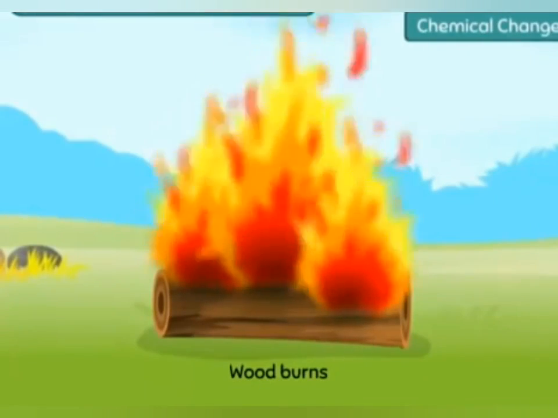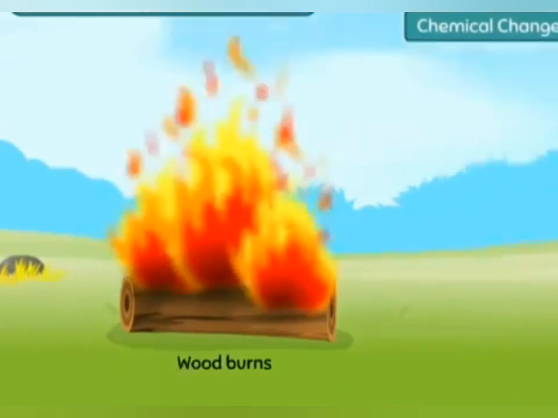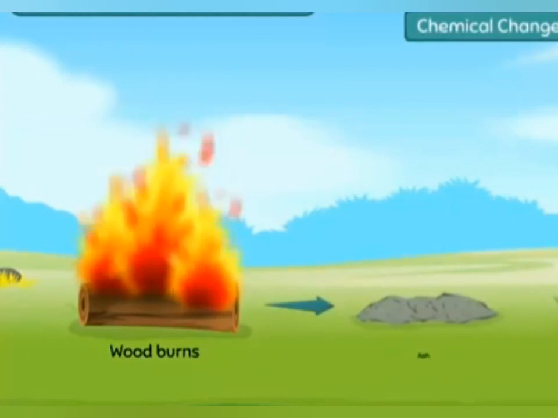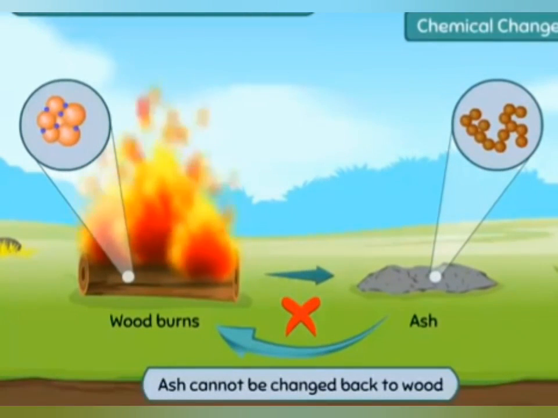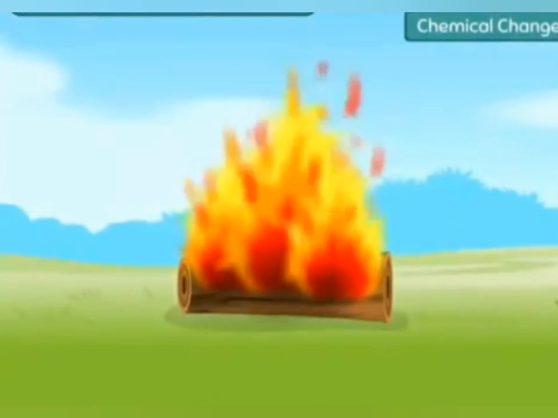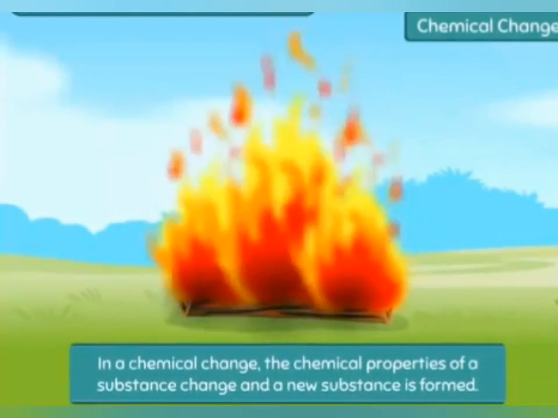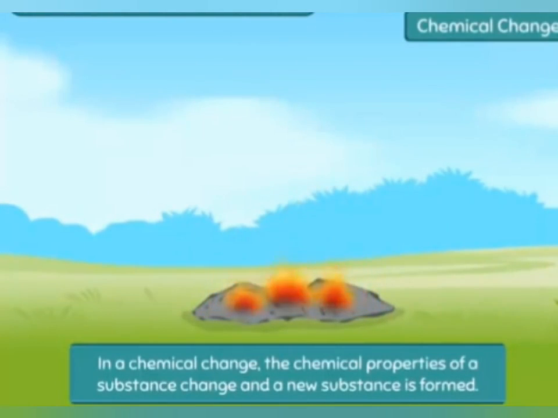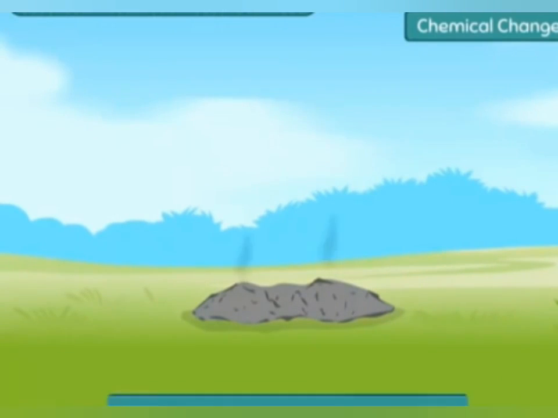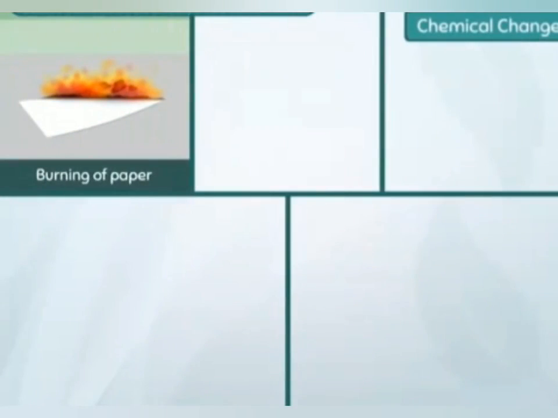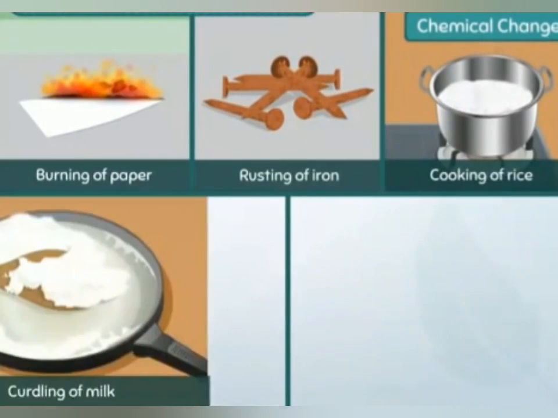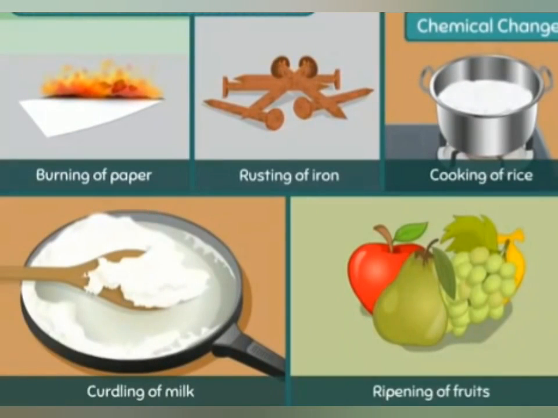But what happens when this log of wood is set on fire? Upon burning, the wood changes into ash. Ash is a new substance which has different chemical properties than wood, and it cannot be changed back into wood again. Such a change, where chemical properties of the substance change and a new substance is formed, is called a chemical change. Chemical changes are mostly irreversible. Burning of paper, rusting of iron, cooking of rice, curdling milk, and ripening of fruits are chemical changes.